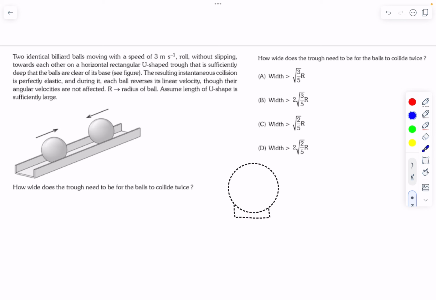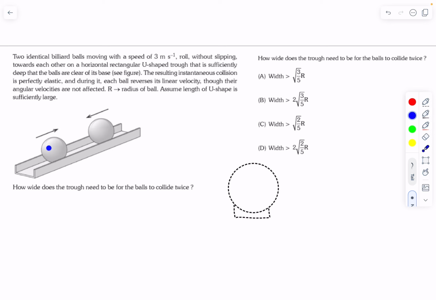Now the resulting instantaneous collision is perfectly elastic, and during it each ball reverses its linear velocity though their angular velocities are not affected. So r is the radius of the ball, assume the length of the U shape is sufficiently large, and the question is: how wide does the trough need to be for the balls to collide twice?